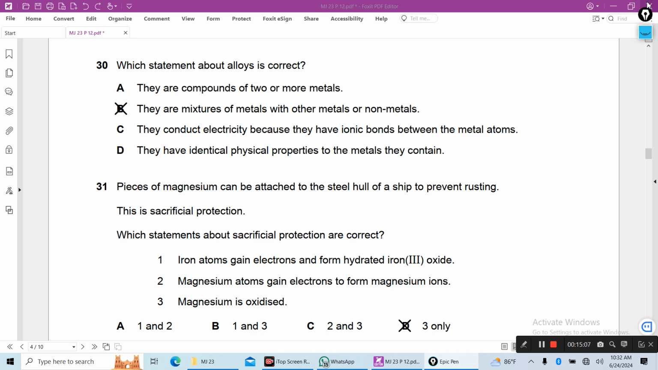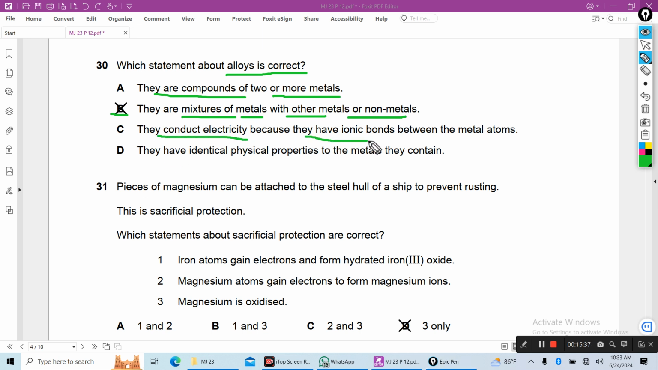Next, which statement about alloys is correct? B. They are mixtures of metals with other metals or non-metals. This is the definition of alloys. What are alloys? Alloys are mixtures of metals with other metals or metals with non-metals. A is wrong. Why? They are compounds of two or more metals? No, they are mixtures. They conduct electricity because they have ionic bonds between the metal atoms? This is wrong.